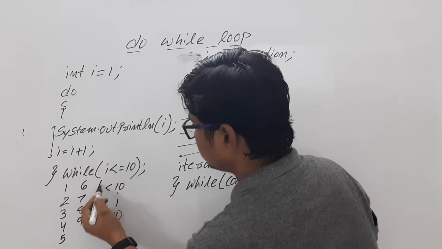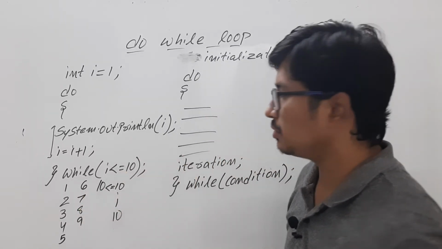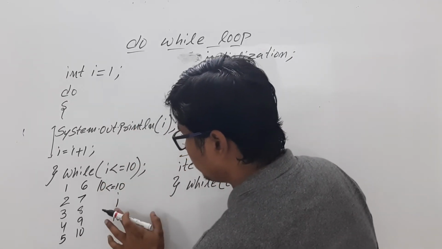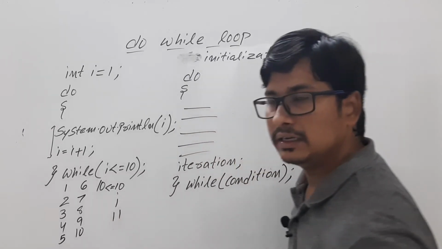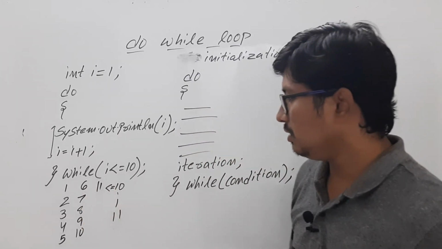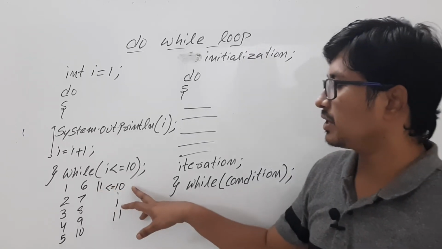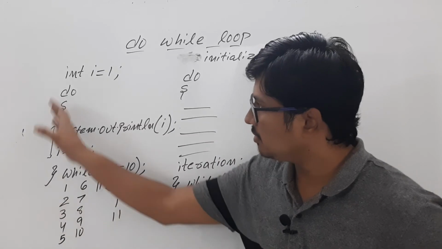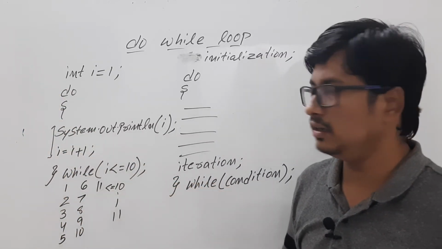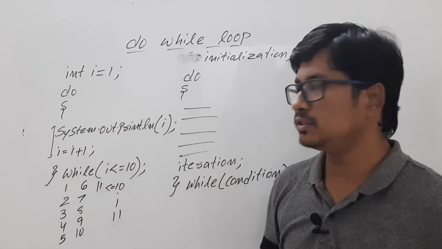10 is less than or equal to 10. Again the condition is true. So again the i value 10 will be displayed. Now the i value will be 11. Is it clear? Now 11 is less than 10? The condition is failed. 11 is greater than 10. 11 is not less than or equal to 10. Now the condition is failed. So it will come out from the loop. So the statements you have after the do while, those statements will be executed.